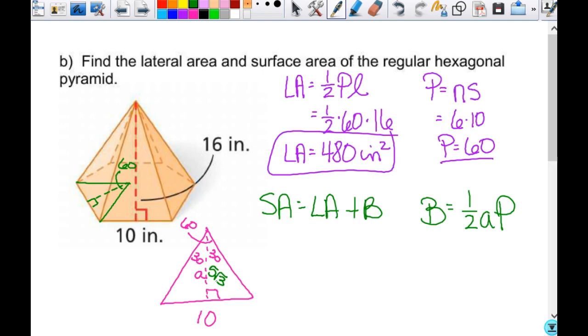It's the same thing. Okay, so now I come back over here, and I get 1/2 times 5 square root of 3 times the perimeter, which is 60. So big B is 150 square root of 3.